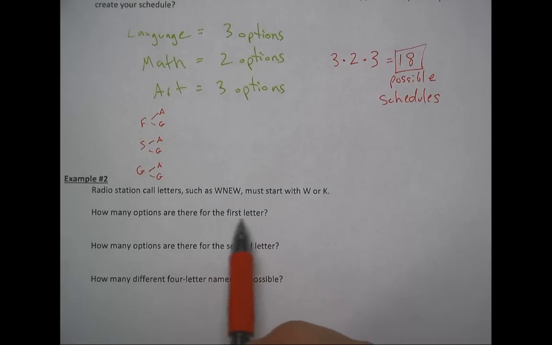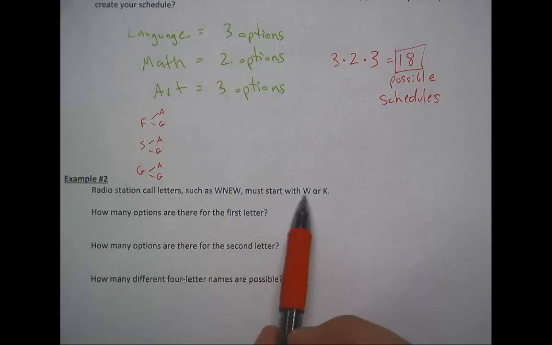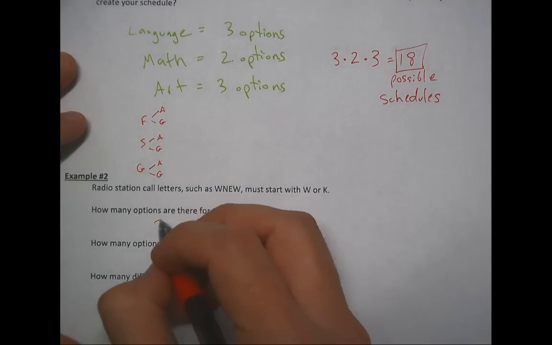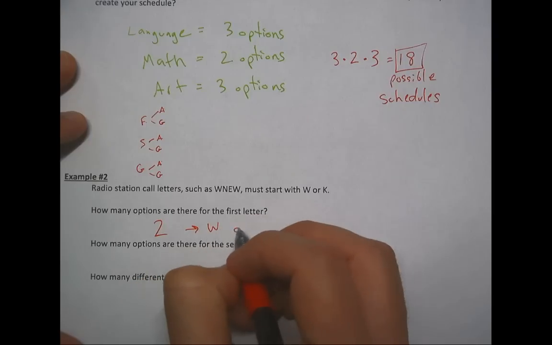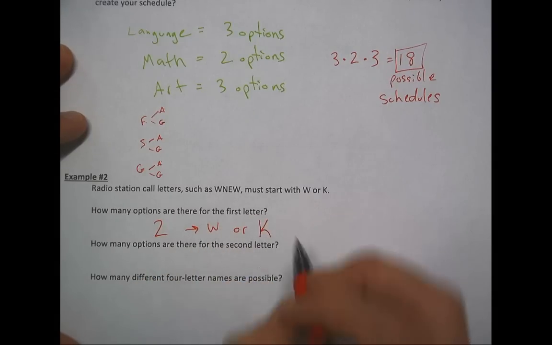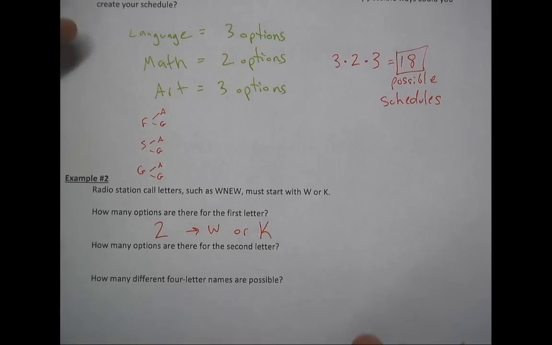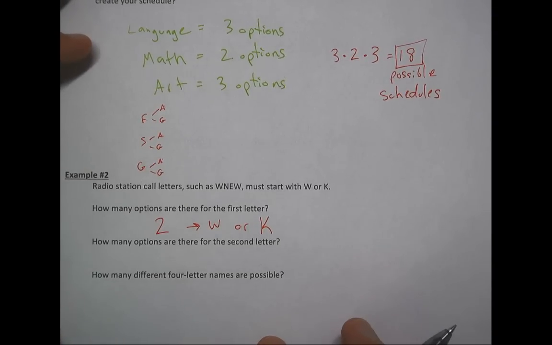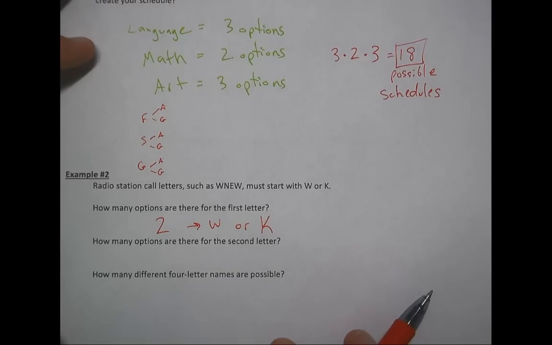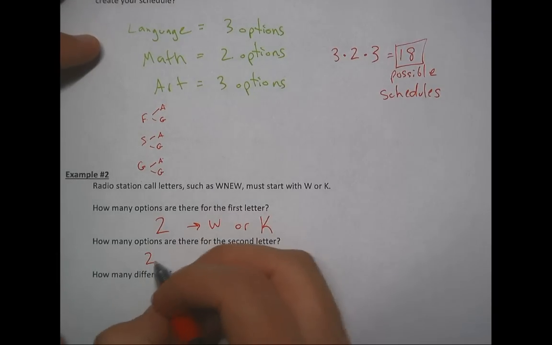So how many options are there for the first letter? Well, that first one has to be a W or a K. So 2. But how many options are there for the second letter? So the second letter can be anything you want in the alphabet. So how many letters are there in the alphabet? 26.